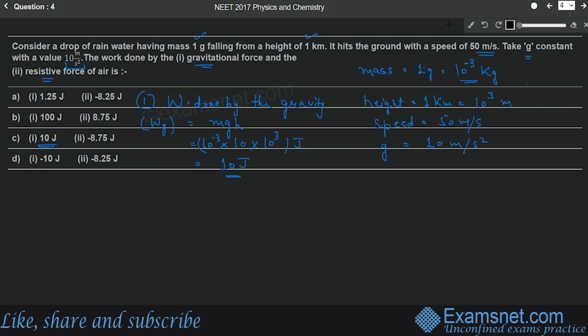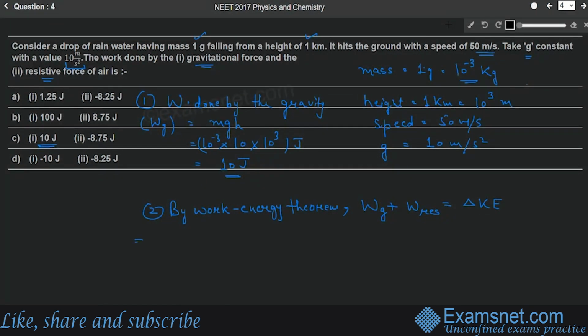But still we'll find the work done by the resistive force of air as well. So we'll use the work energy theorem. We know that by work energy theorem, the total work, that is work done due to gravity plus work done due to resistive force of the air, is equal to change in kinetic energy.